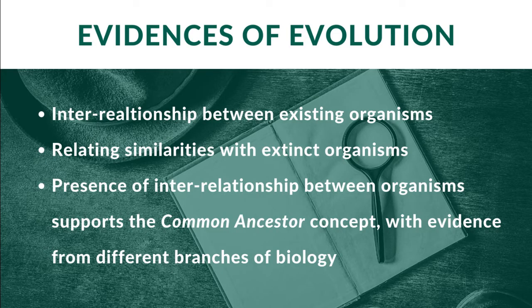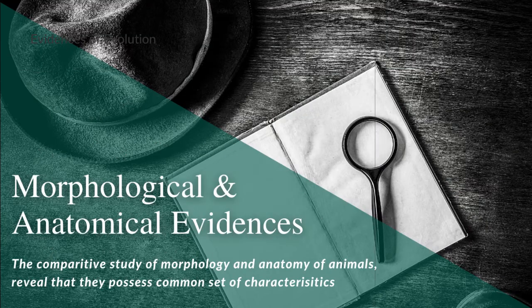Now let us see evidences of evolution. Evolution can be better understood only by observing the interrelationship between the existing organisms and also relating to the similarities with the extinct organisms. Evidences from different branches of biology support the concept that all the organisms evolved from common ancestors. Evidences from morphology and anatomy.